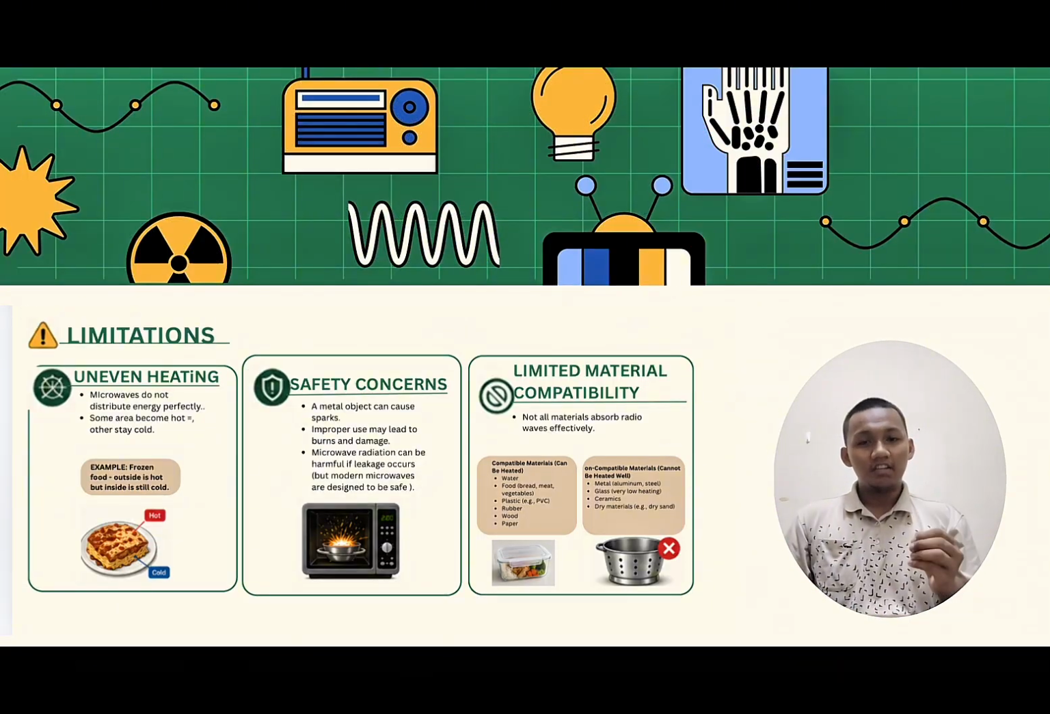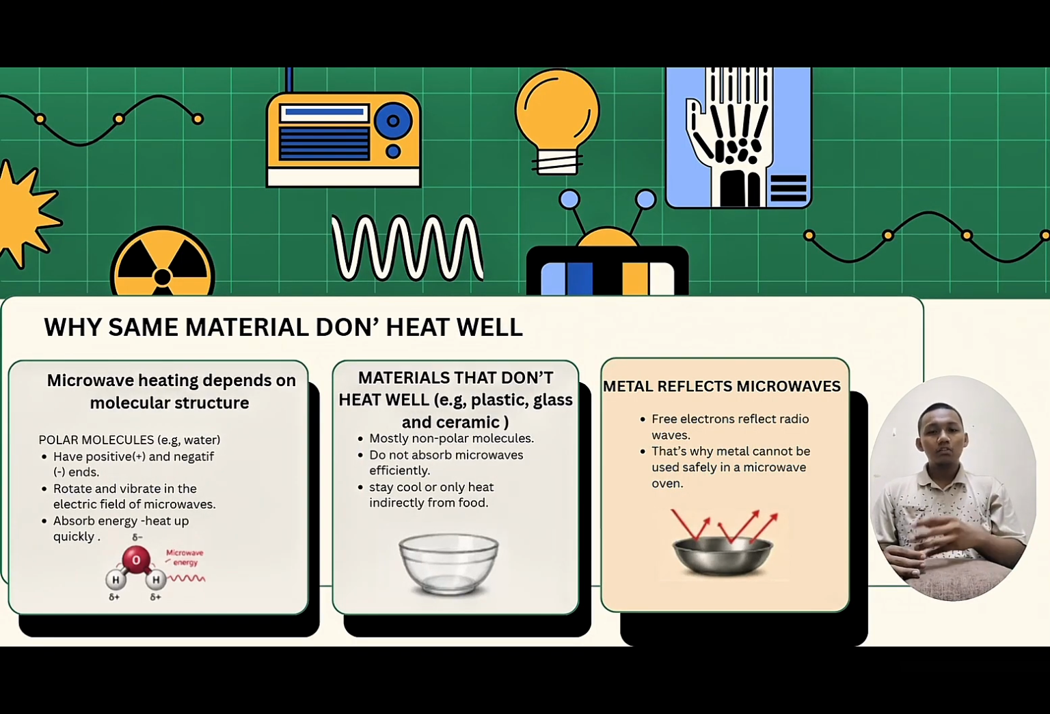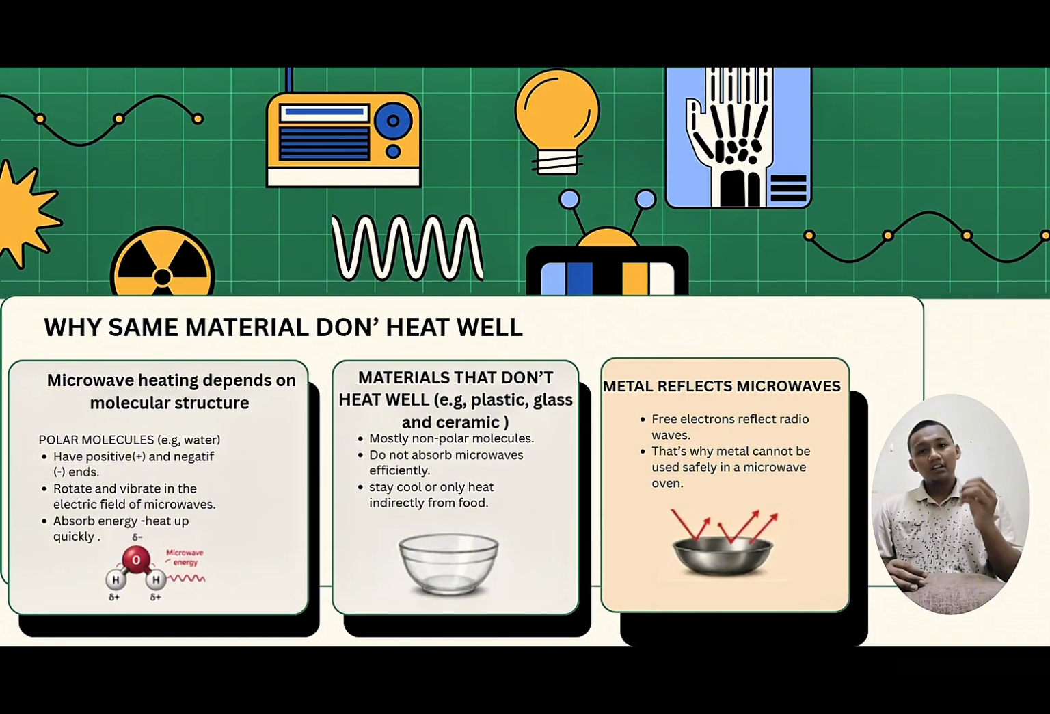However, there are limitations. Microwaves can cause uneven heating, leaving food hot on the outside but frozen inside. Material compatibility is also key. Glass and plastic don't absorb microwaves well, while metal reflects them entirely, creating dangerous sparks. From cooking to medical therapy, this technology is incredibly useful when handled safely. Thank you for your time.